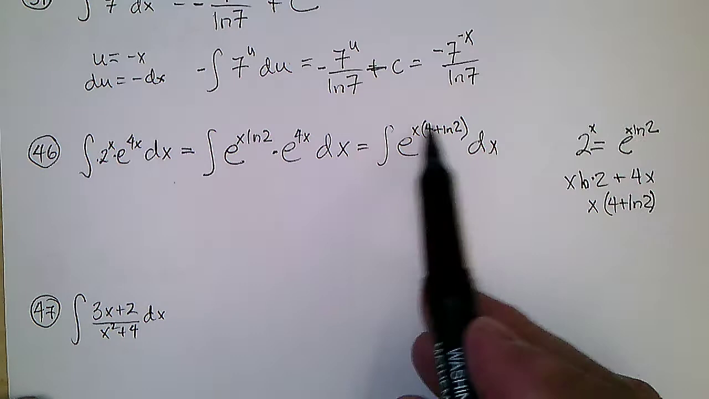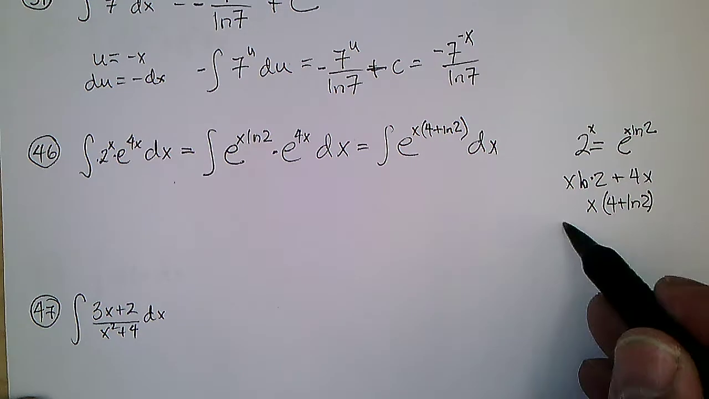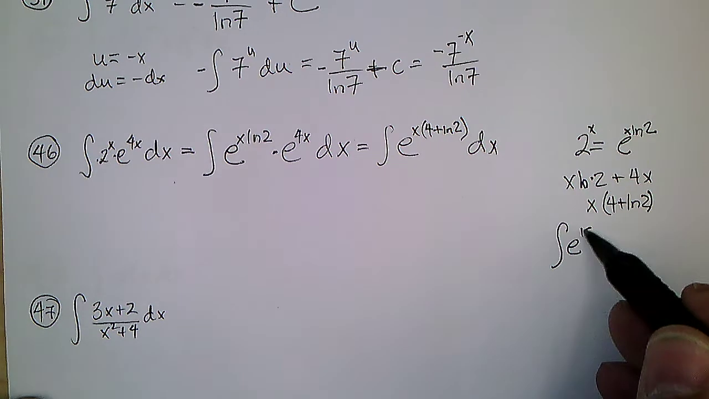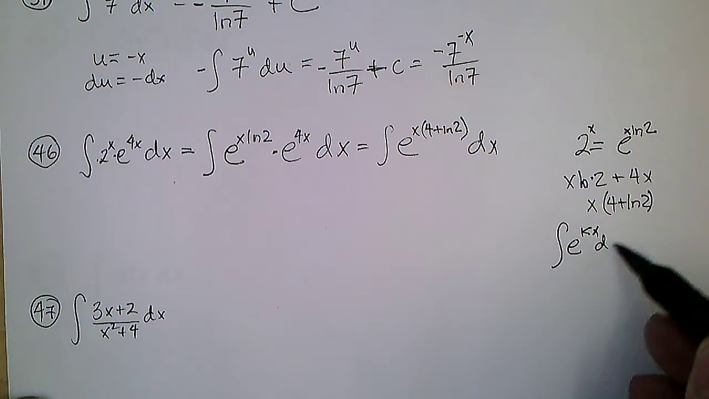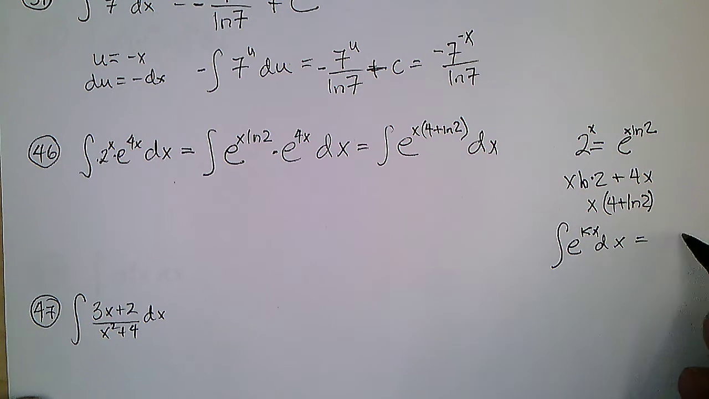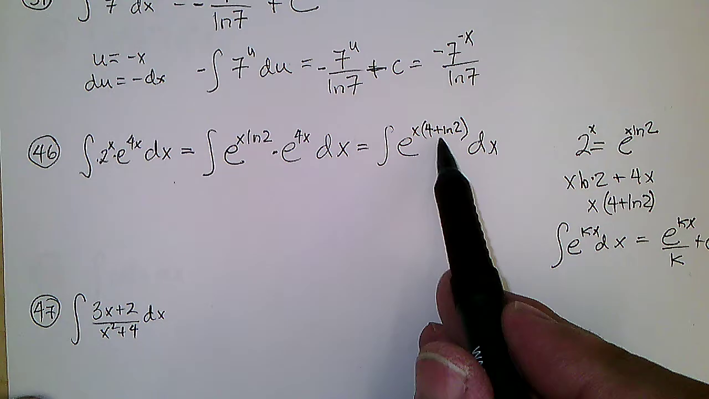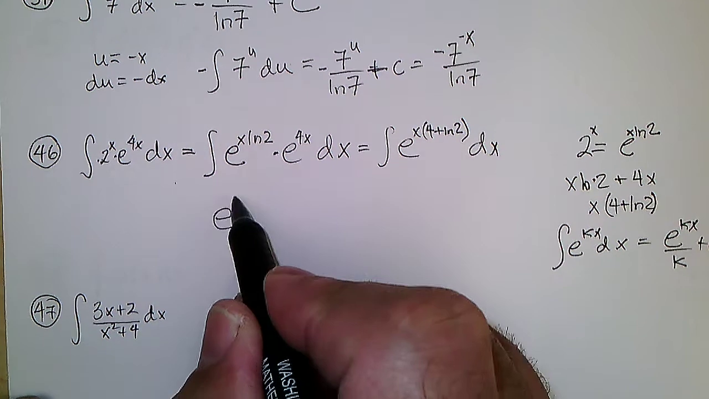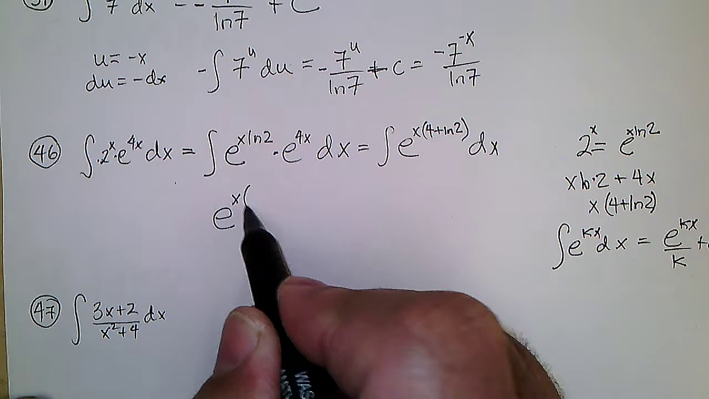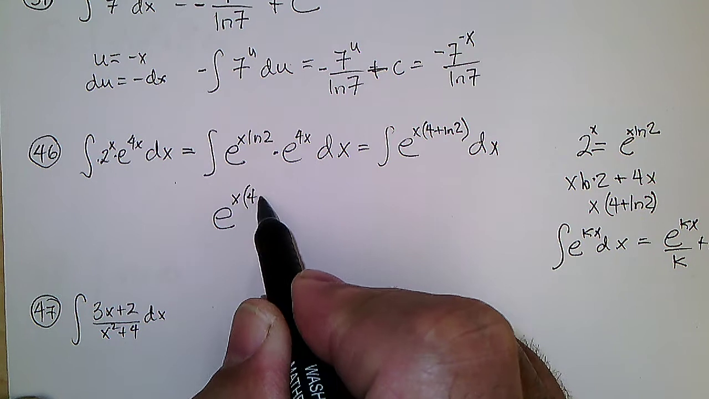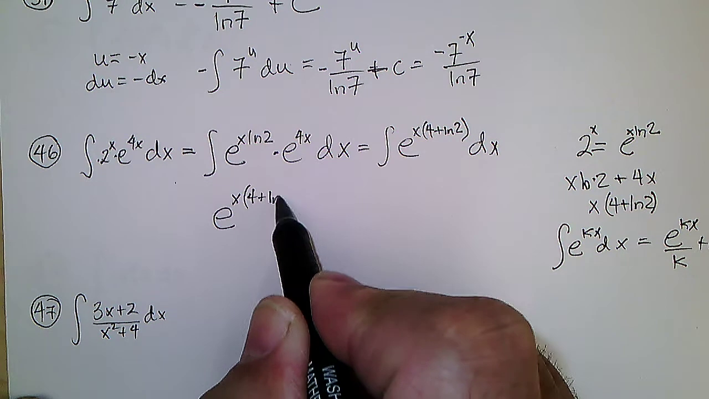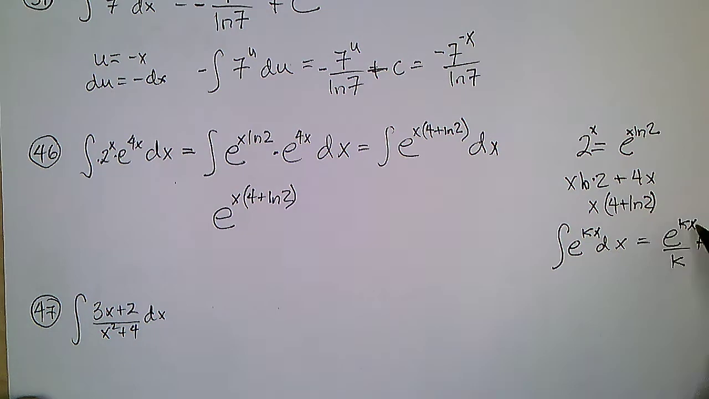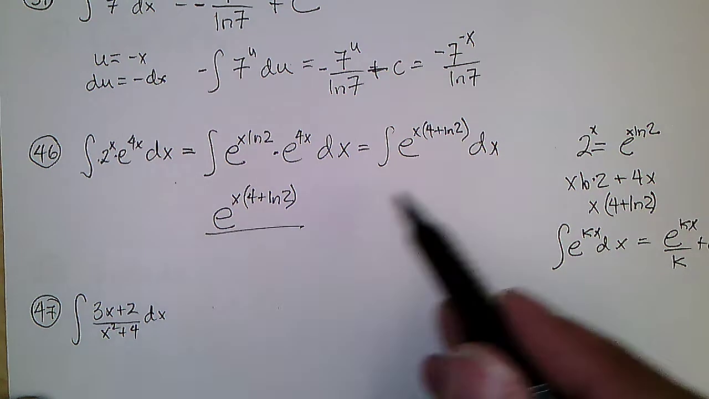Now that's just a constant times this, and we've learned that the integral of e to the kx dx is just e to the kx over the k plus c. So that's our constant, so this just becomes e to the x times 4 plus ln 2, over the k.